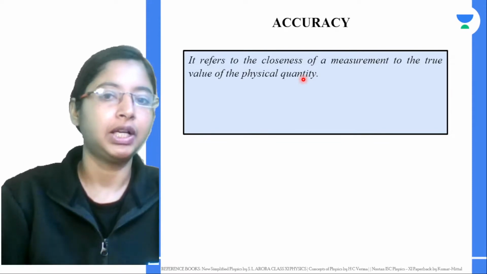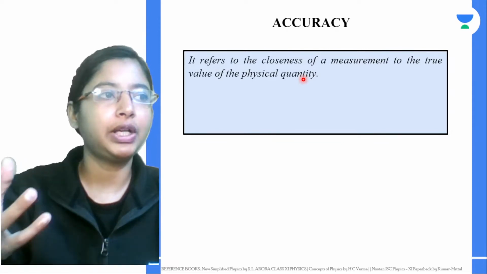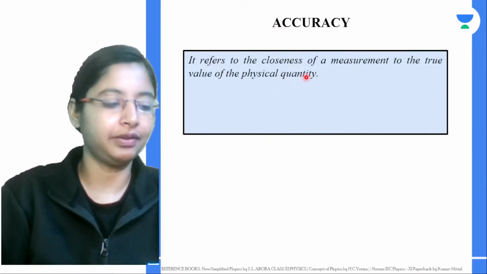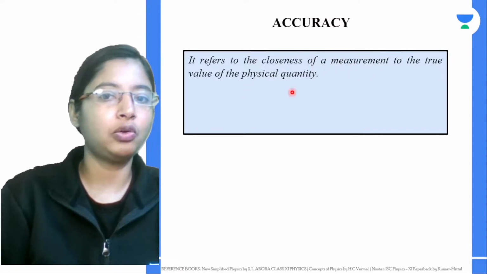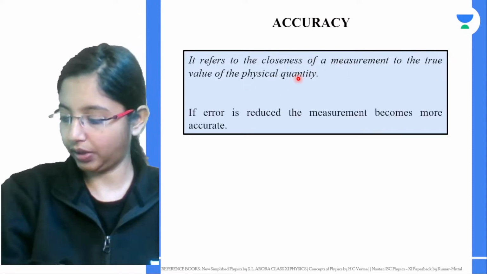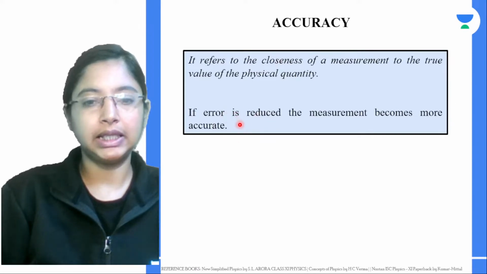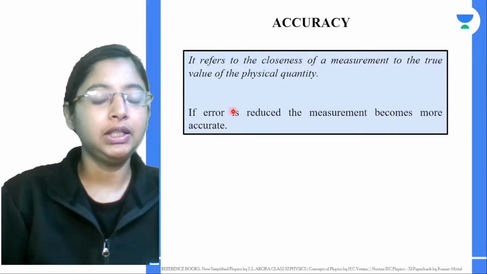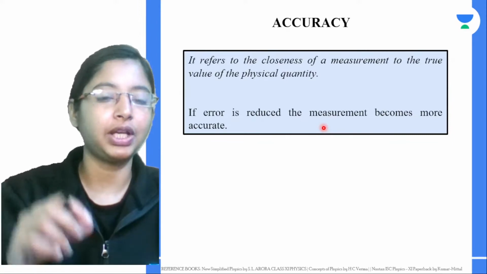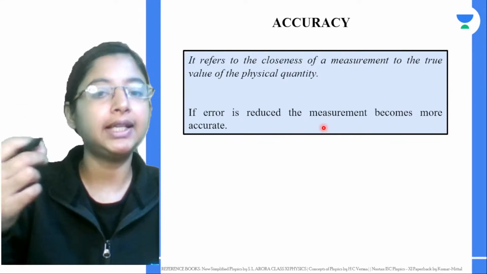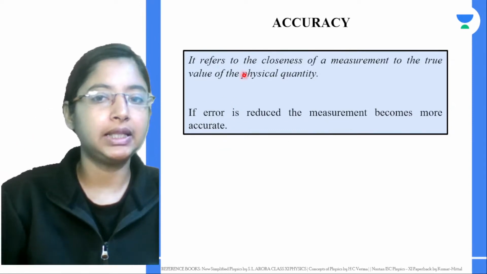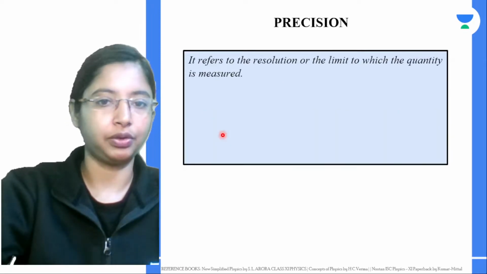Okay, sorry, 5 centimeter, and you're finding it somewhere close to 4.99 centimeters. Then we can say the value is very accurate. Why? It is very close to the actual value. So if you want to get a very accurate value, then you have to reduce the errors. If the error is reduced in the measurement, in case of instrumental errors, or when you're taking a reading, if you are making an error, so if all of the errors are reduced, then the actual value becomes more accurate.